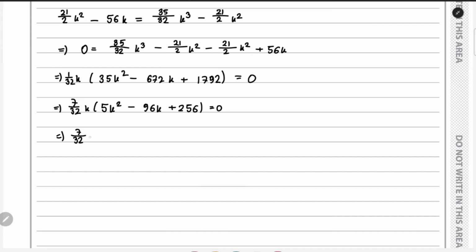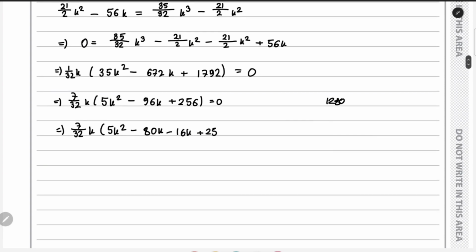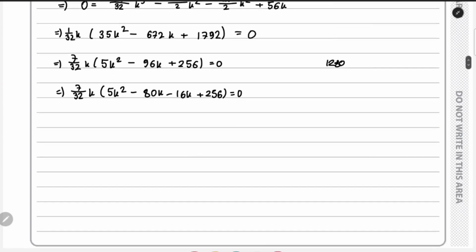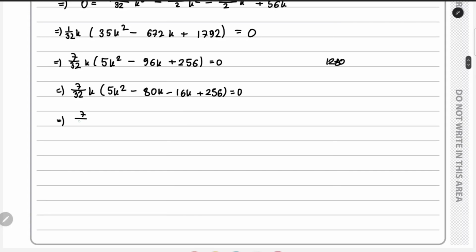Then we'll have 7 by 32 k times 5k square minus 80k minus 16k plus 256 equal to 0. From here we get 7 by 32k, 5k minus 16 times k minus 60.